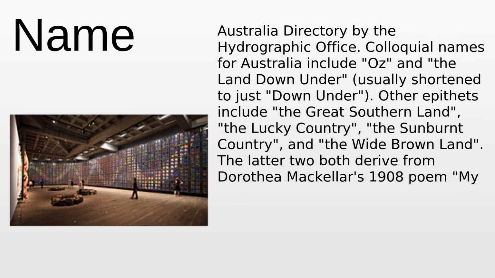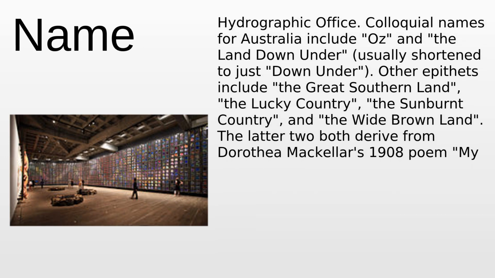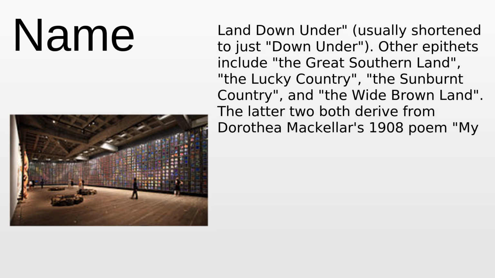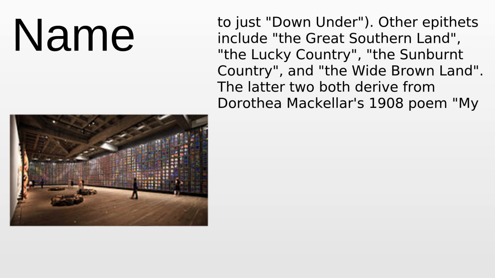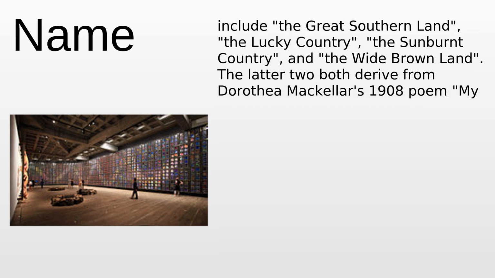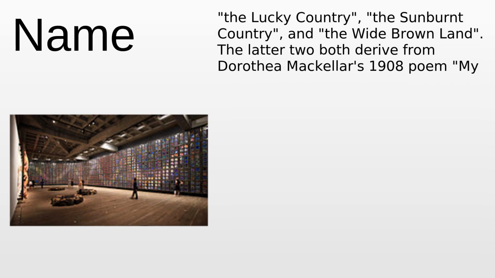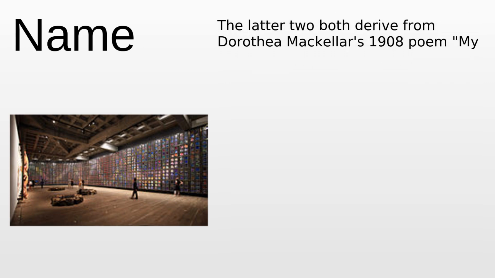the Hydrographic Office. Colloquial names for Australia include Oz and the land down under, usually shortened to just down under. Other epithets include the Great Southern Land, the Lucky Country, the Sunburnt Country, and the Wide Brown Land. The latter two both derive from Dorothea Mackellar's 1908 poem, My Country.